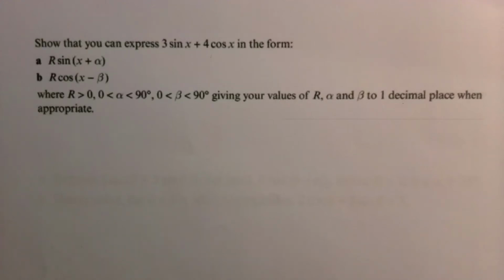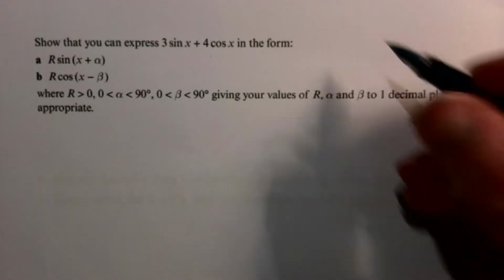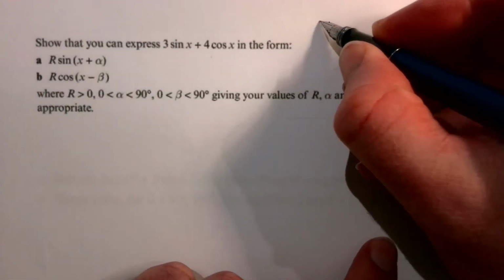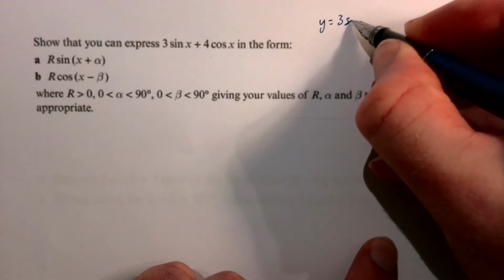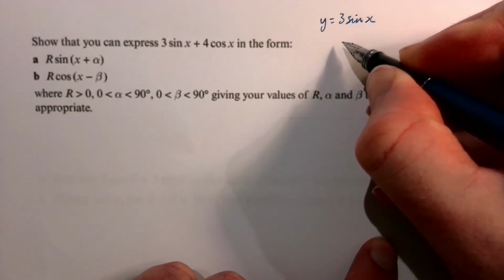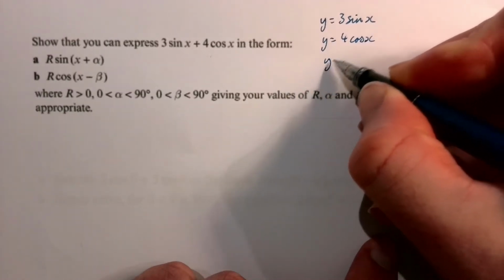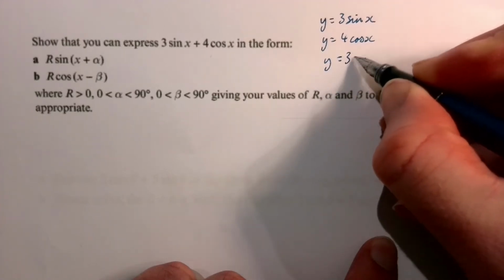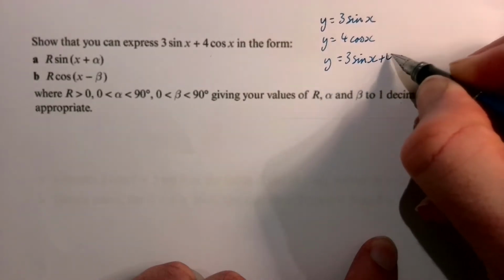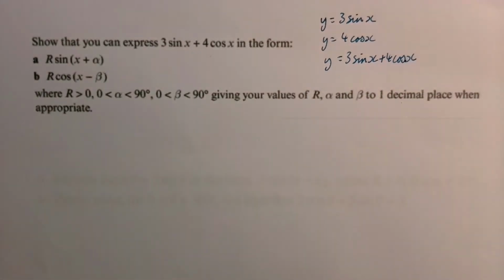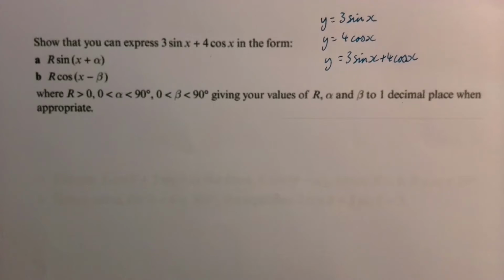Before we go into that as well, I'd just like you to think about what would happen if you tried to draw the curve that was 3 sin x plus 4 cos x. In fact, it would be really nice if you got your calculator and you did 3 curves. You could do y equals 3 sin x. You could do y equals 4 cos x. And you could do y equals 3 sin x plus 4 cos x. Put those into your calculator and see what you come up with.